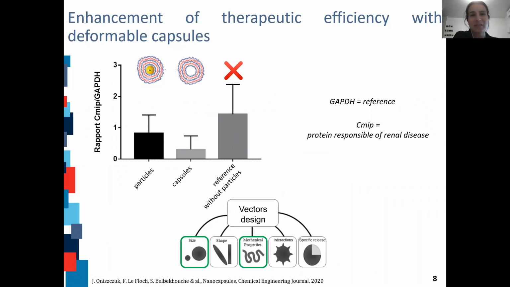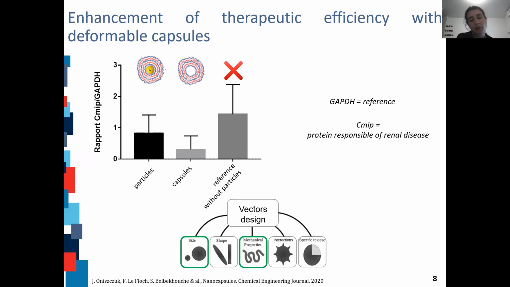So, in this in vitro assay, we put the capsules and particles in contact with kidney cells, and we were checking if they could inhibit the production of CEMIP, which is represented here. So here we see that with the capsules, the production of CEMIP is lower than if they are in contact with the particles, meaning that the mechanical properties have an influence on CEMIP expression, and the treatment will be more efficient with capsules that are more flexible.